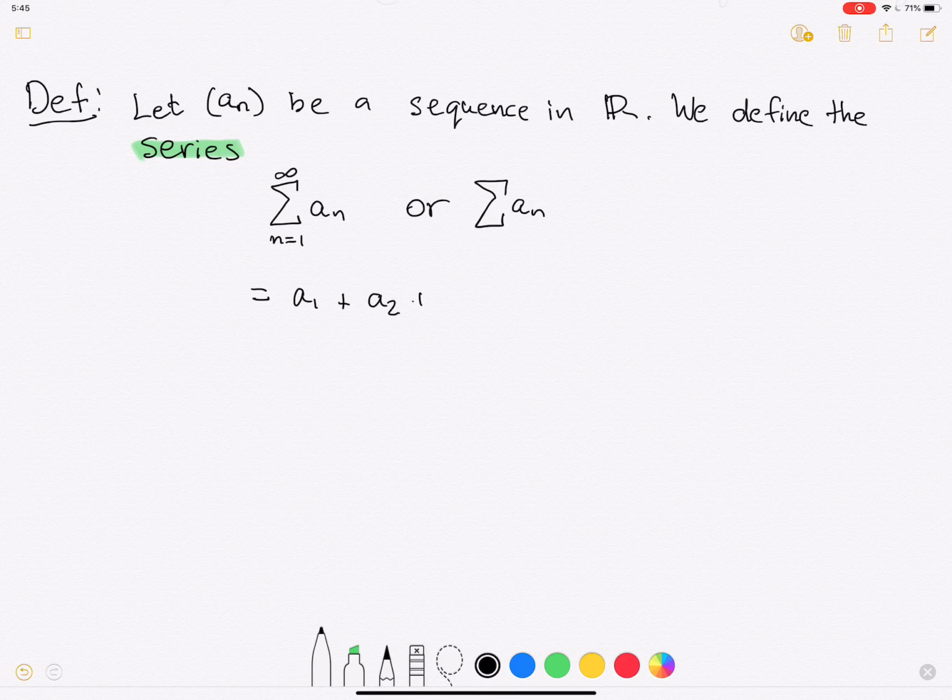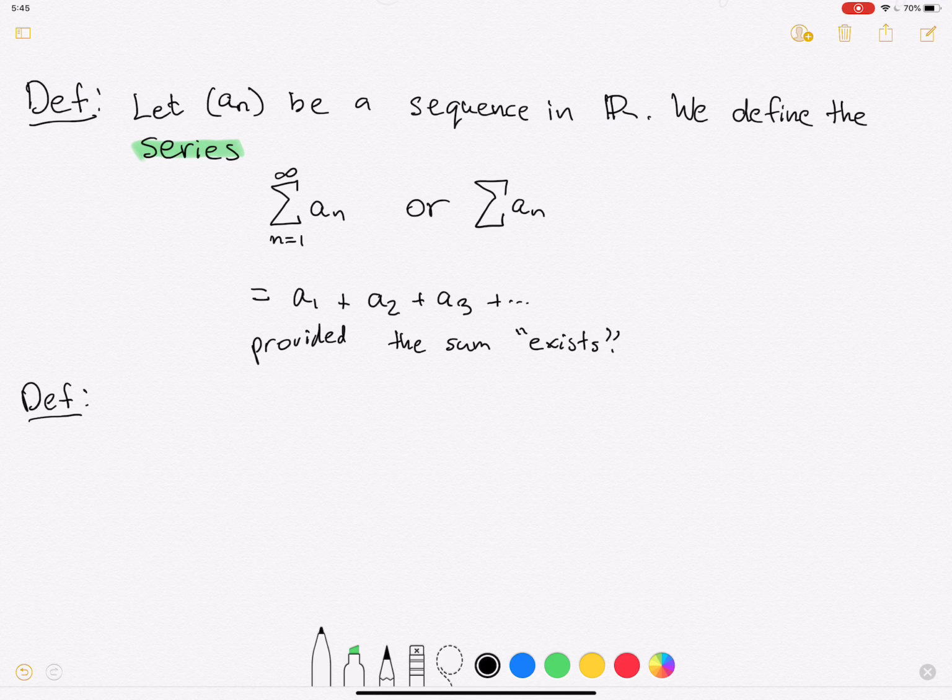And that will look like a1 plus a2 plus a3 and so on, provided the sum exists. Yeah, that's hard to say.